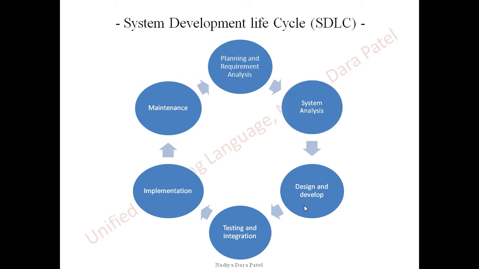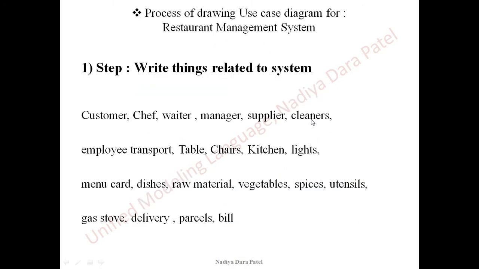Now first thing which we will see is the diagram from system analysis phase, which is the real life working of system. The system under consideration which we have taken right now is restaurant management system. So this is our case study, and we are going to convert restaurant management system into use case diagram. The first thing which I have done here is I have randomly written everything related to restaurant management system. I kept restaurant in my mind, and I have started writing whatever thing came in my mind.